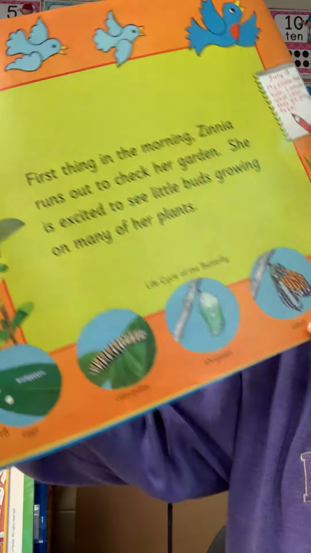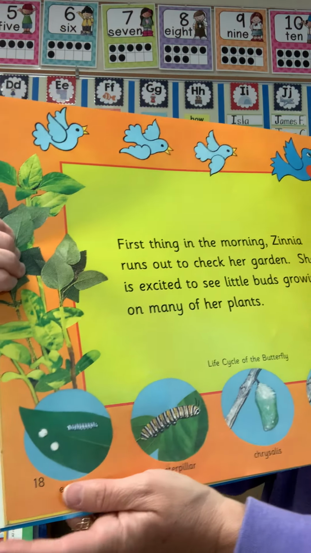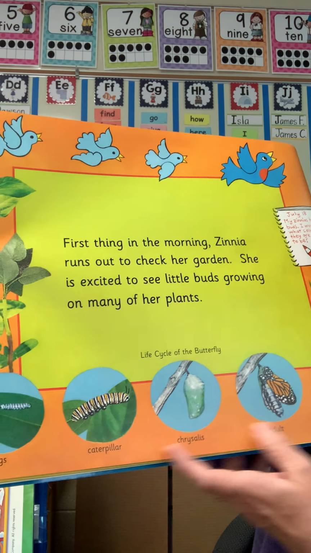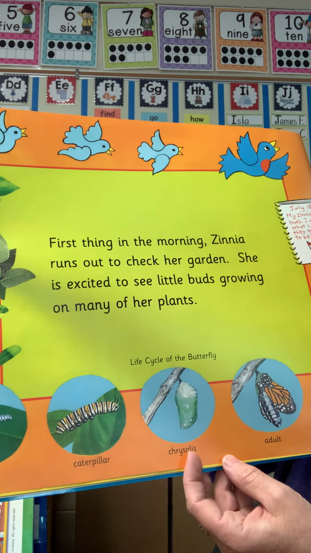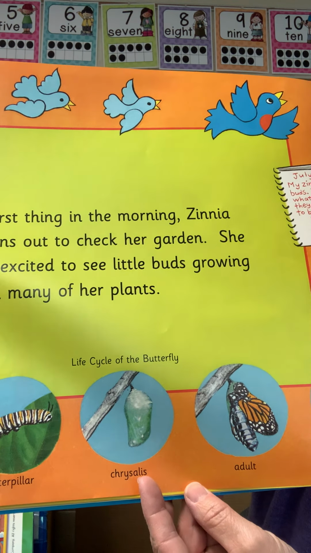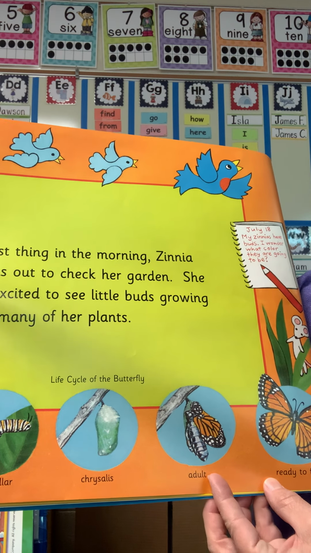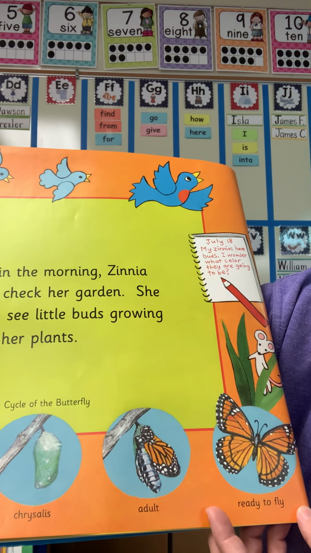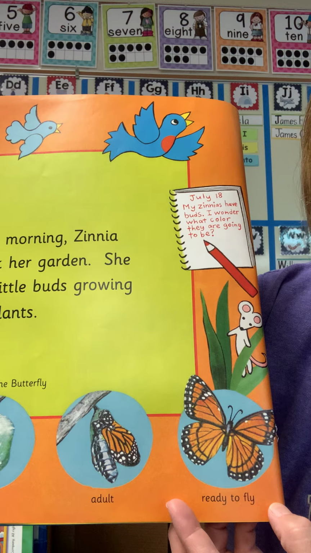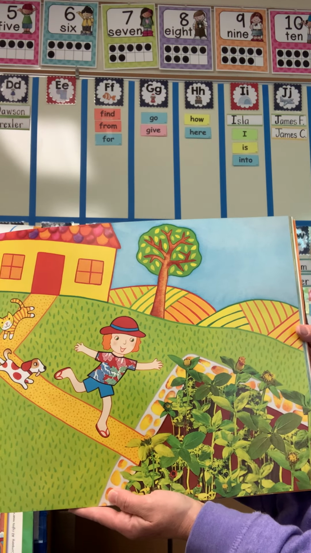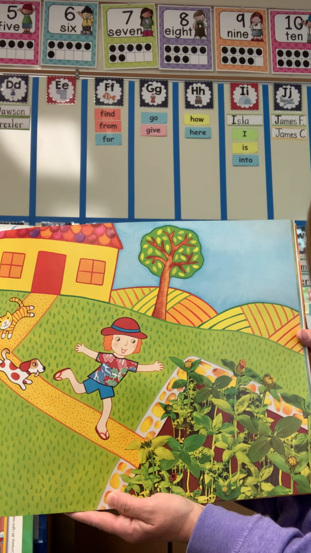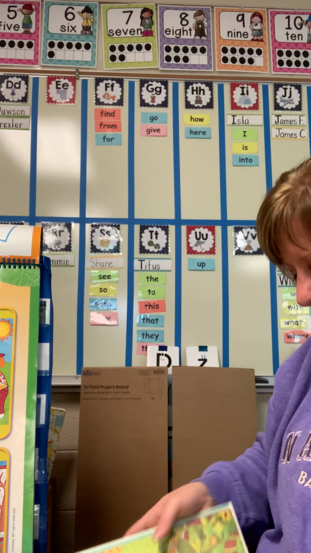And the author decided to include a little life cycle of a butterfly right here. It says eggs, caterpillar, chrysalis, adult, ready to fly. That's a monarch butterfly. And here she is running outside to see her beautiful garden. She's very excited.